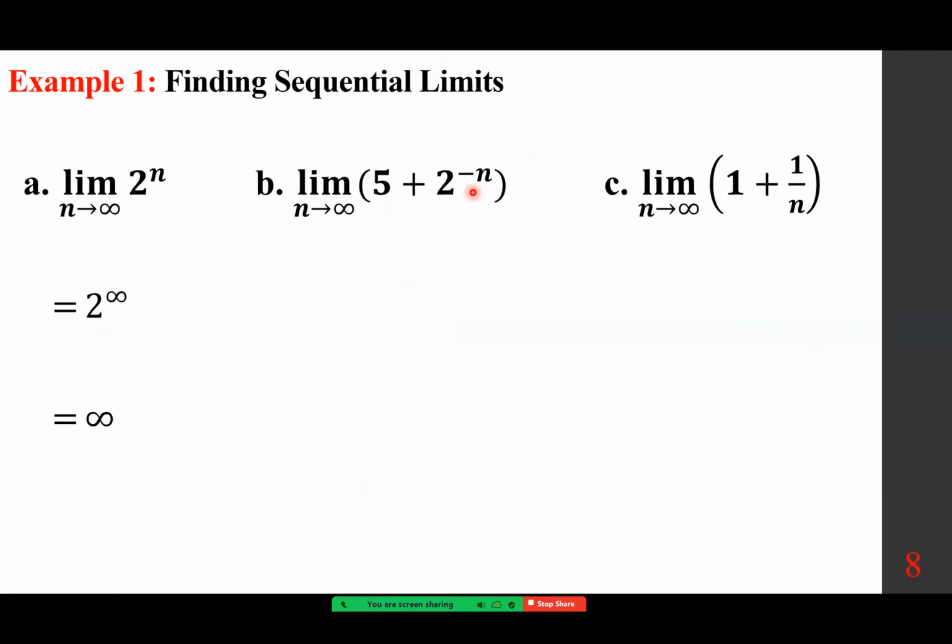Again, plug in. Now, 2 to the power of minus infinity is 0, and we get 5. So I want to explain why this is 0.